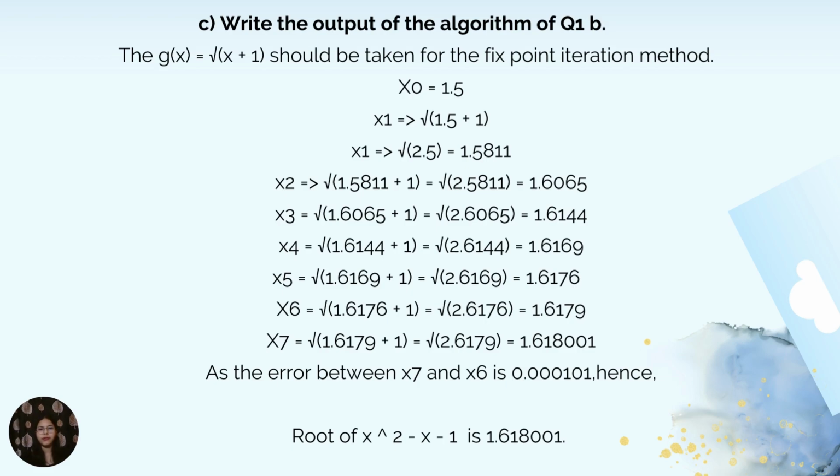The value of x1 will be 1.5811, and we do the same with x2, x3, x4, x5 and x6, which gives the value 1.6179, and x7 will give 1.618001. As the error between x7 and x6 is 0.000101.